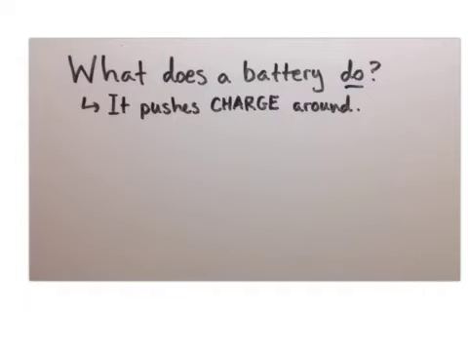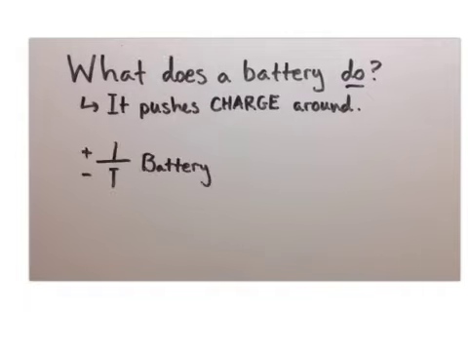Well, it pushes charge around. That's fundamentally its purpose, right? So there's a simple picture of a battery. When I draw a battery in a circuit diagram, that's the symbol I'm going to use for it. I may not always write the plus and the minus, but the long line represents what's called the positive terminal on the battery, and then the short line is the negative terminal. If you're looking at an actual, let's say, D-cell battery, the bumpy side is the positive side, and then the flat side would be the negative side.